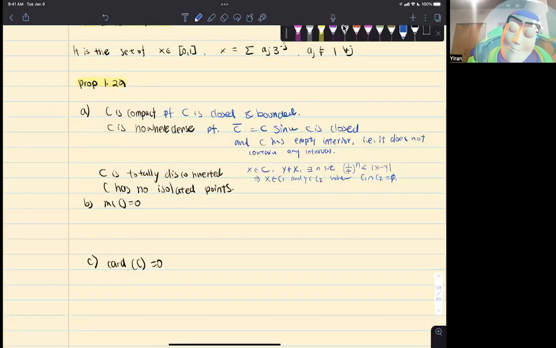And sorry, I just found a mistake when I was writing this. This should be a_n over 2. Right, this should be a_n over 2.